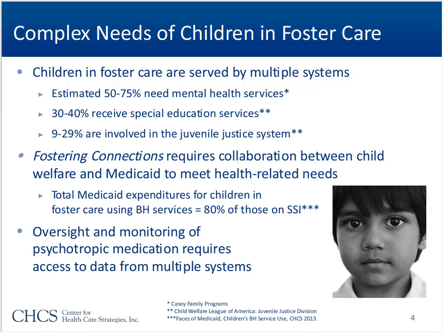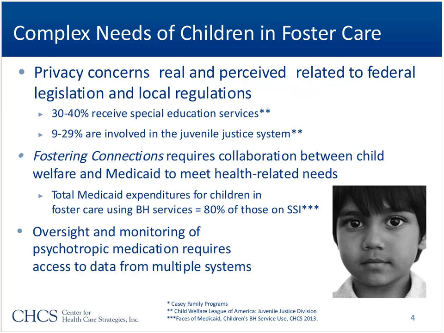So I think we're really very clear that this is a population of children who have serious and complex health-related needs across multiple domains. And I should just state that when we talk about total Medicaid expenditures, that's both physical and behavioral health services. So I just want to make sure that that's clear. And to the last point here, oversight and monitoring of psychotropic medications requires access to data in multiple systems, because there are multiple systems that are paying for services being provided to this population. Next slide, please, Travis.